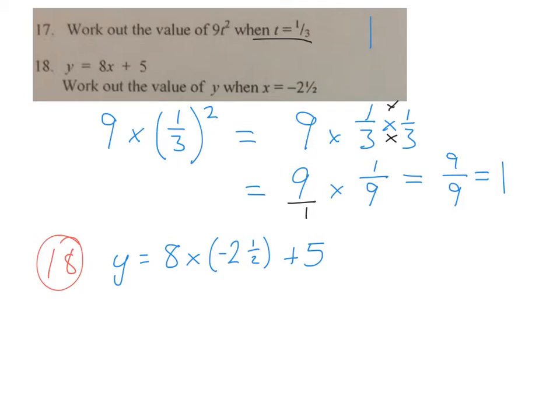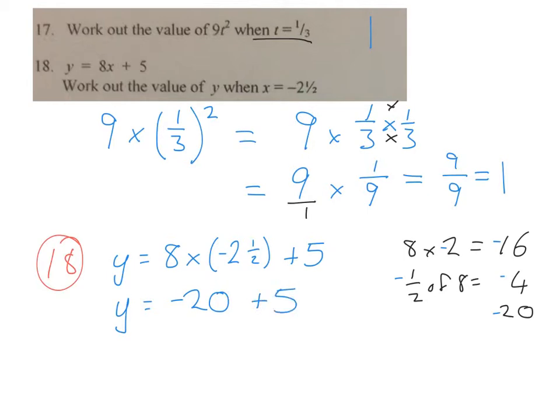8 times 2.5. I guess 8 times 2 equals 16, and a half of 8 equals 4. So altogether that's 20. So 8 times negative 2.5 would be negative 20. So y equals negative 20 plus 5, which equals negative 15. Alright, so that's negative 15.